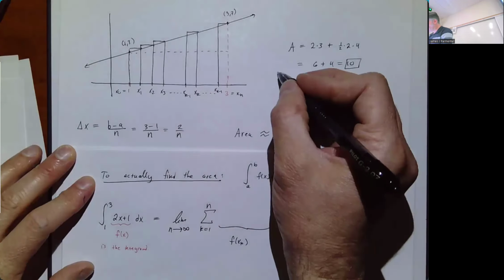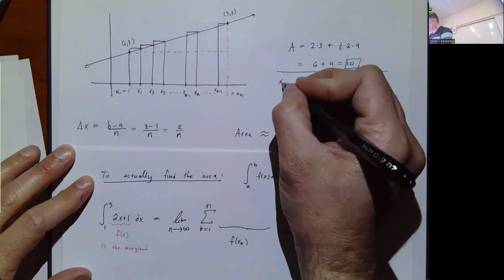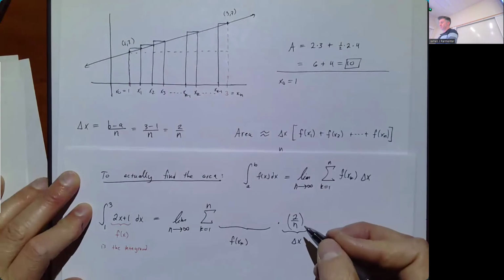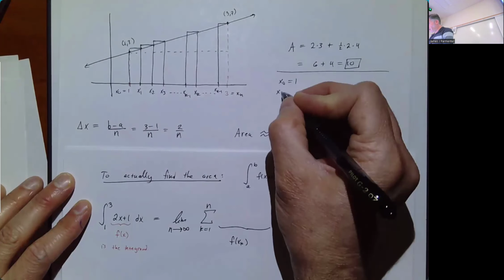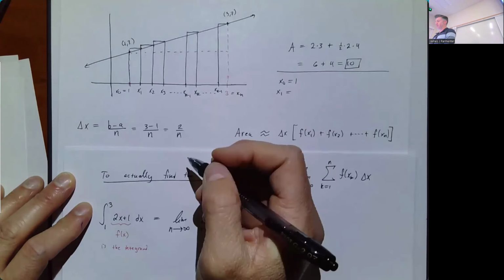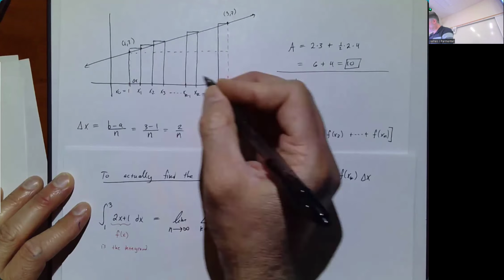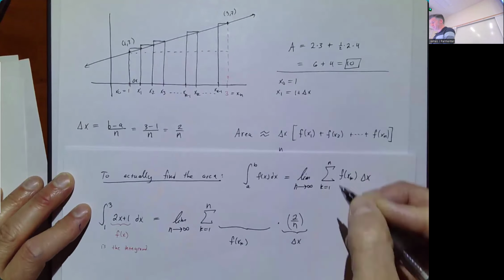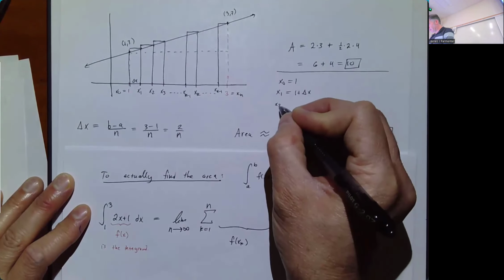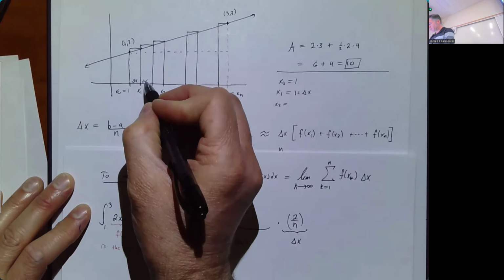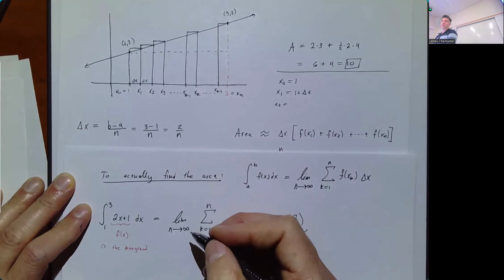let's write some things down. X sub 0 is 1. X sub 1 is delta x to the right of 1. So it's 1 plus delta x. X sub 2 is 2 delta x's to the right of x sub 0.